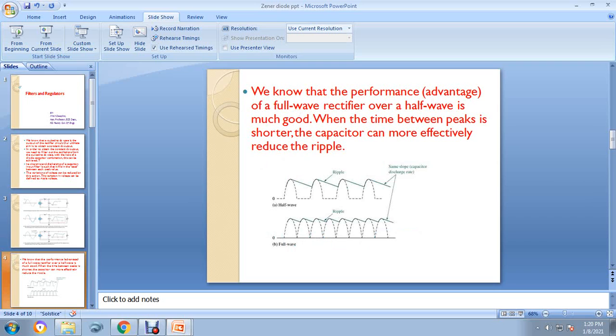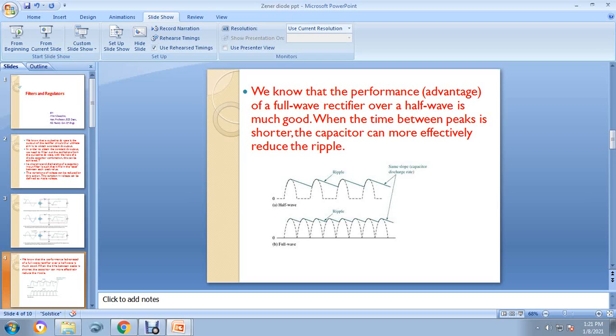Okay, now we know that the performance of a full wave rectifier over a half wave is much better, is it right? When the time between peaks is shorter, the capacitor can more effectively reduce the ripple. So if the time period t1 to t2 is less, then the capacitor can more effectively reduce the ripple. Okay, these are nothing but your ripples.